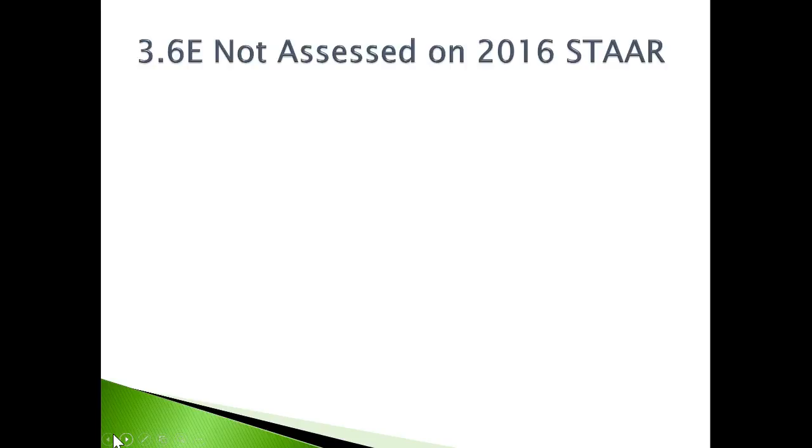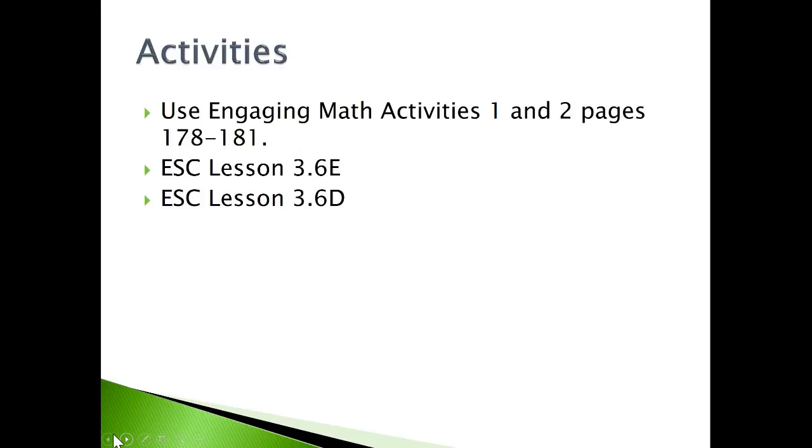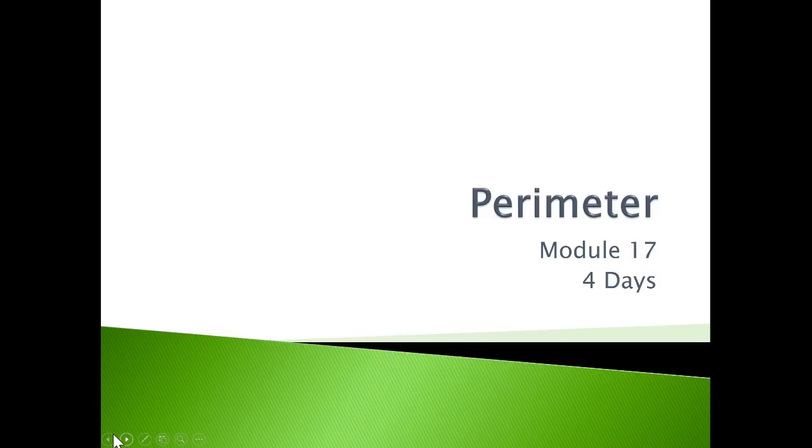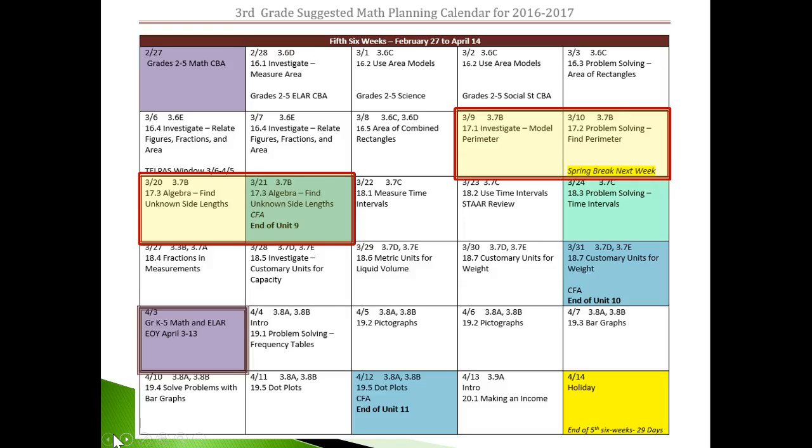360, which we just looked at, was not assessed on the 2016 STAAR. It could be this coming year, but it wasn't last year. So here are some activities you might want to use. Then perimeter, we have 4 days for perimeter.